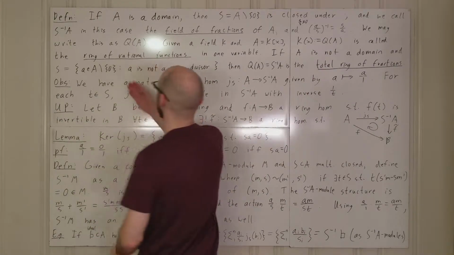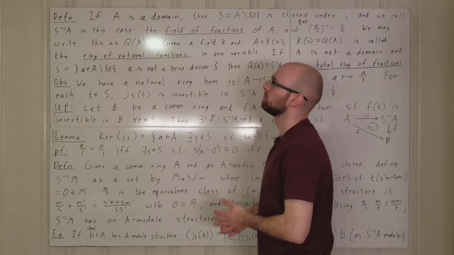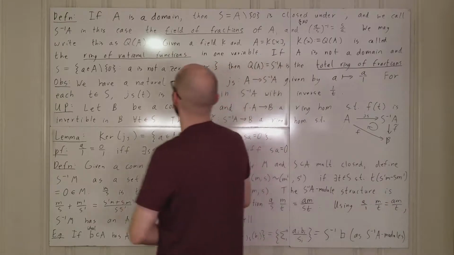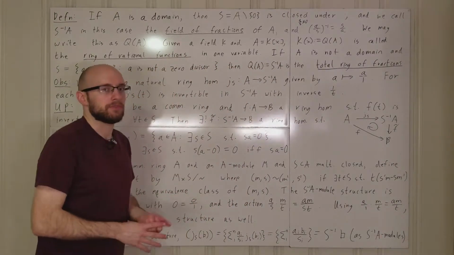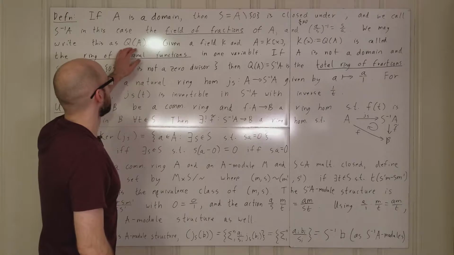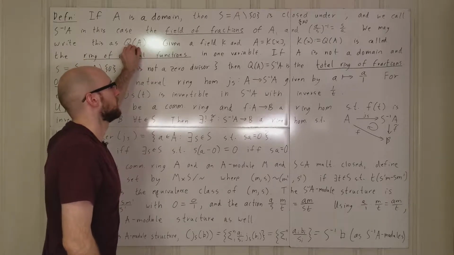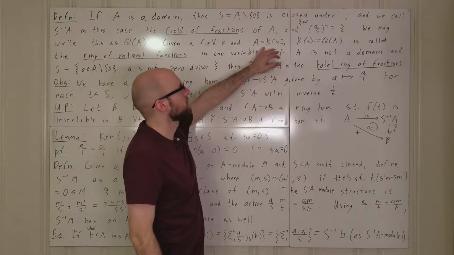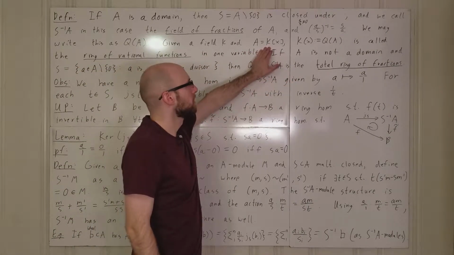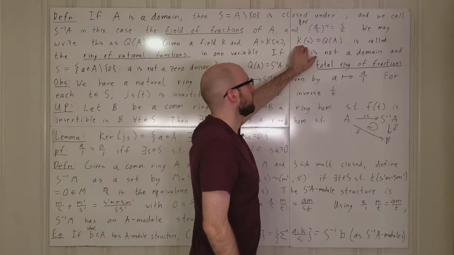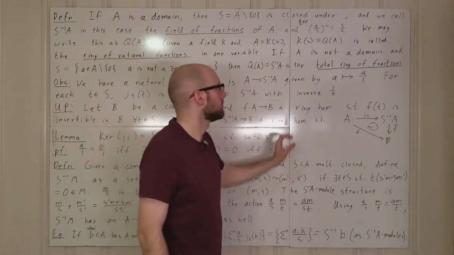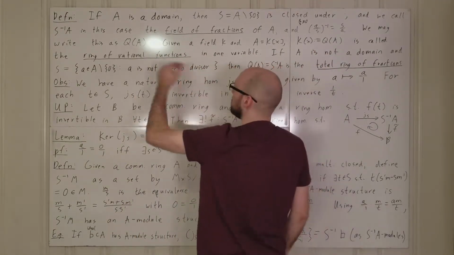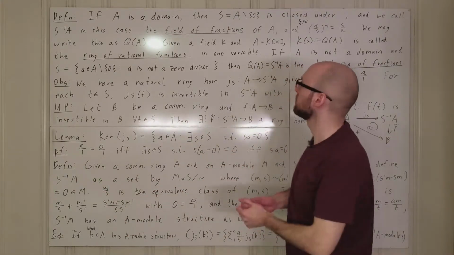So anyways, we'll write this as Q of A, maybe. I'll probably just call it the field of fractions. I don't know how much this notation will come up. Anyways, given a field K, if you set your ring to be polynomials in K, then K with this X in parentheses is going to be the field of fractions of A, and we call it the ring of rational functions in one variable. Okay.